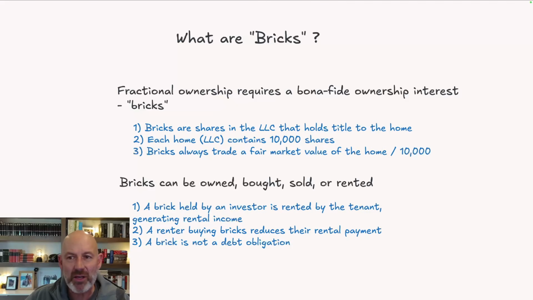So if you think about that concept, right, a brick can be owned by the customer. It can be owned by an investor. And if it's owned by the customer, meaning someone who lives in the home owns bricks, owns shares in their home, obviously they wouldn't pay rent on those bricks. However, if those bricks are held by an investor, we charge rent and the investor gets a fair market value rent on those bricks. So really bricks are shares that generate income for investors, but once they're bought by the customer, it doesn't make sense for a renter to pay rent into their own pocket. So effectively the rental payment just goes away.